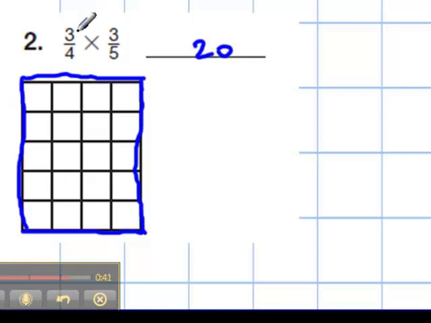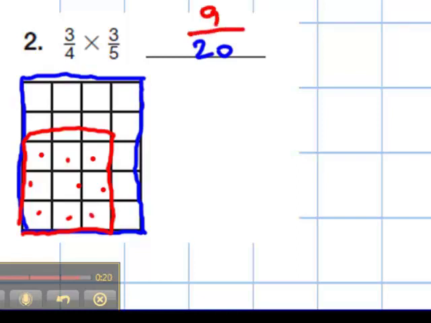Let's do the same thing with our numerators. 3 times 3. So we're going to go over 1, 2, 3. Then we're going to go up 3. 1, 2, 3. Complete the figure. 1, 2, 3, 4, 5, 6, 7, 8, 9. 9/20. Can that be simplified? Let's find out. 9 and 20.